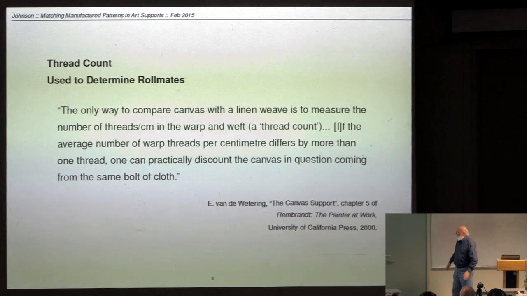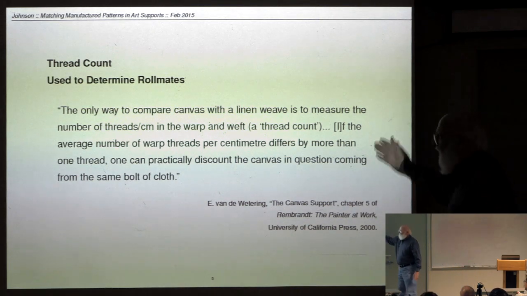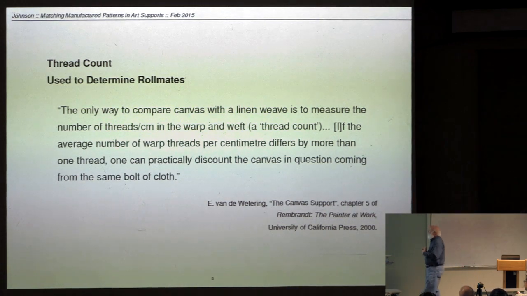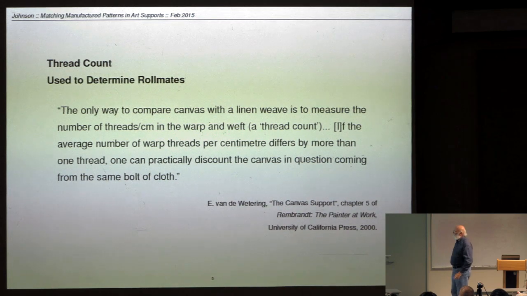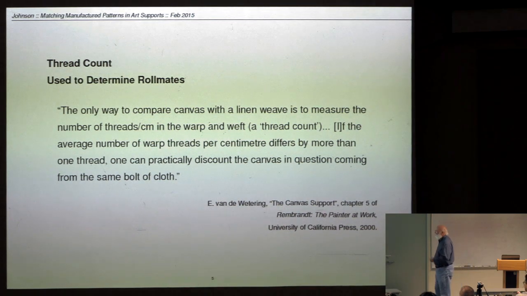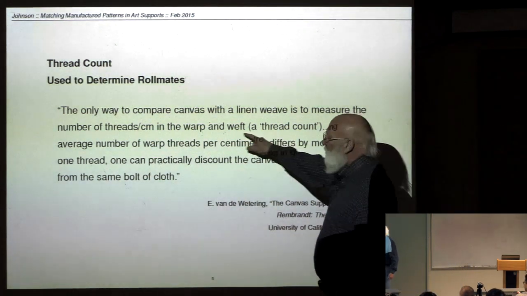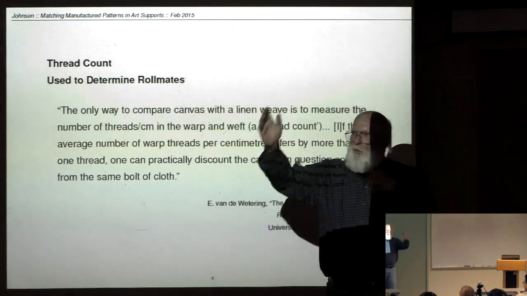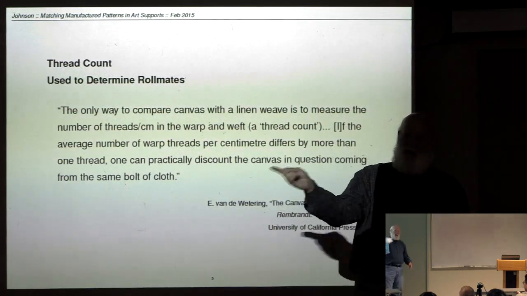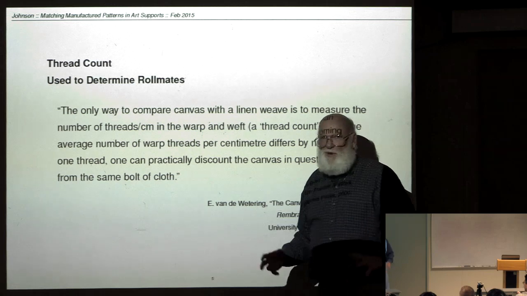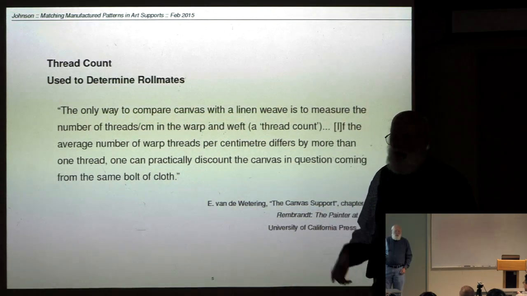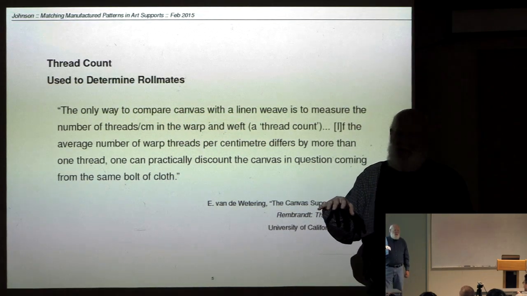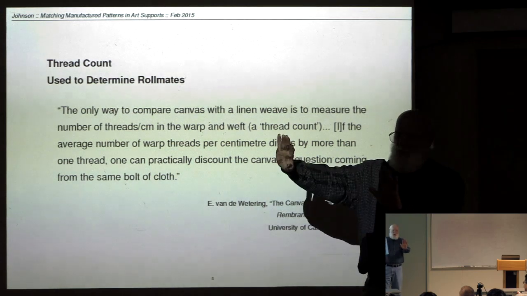So I'm going to quote a couple of things from literature around this time. The only way to compare canvas with a linen weave, that simple weave, is to measure the number of threads per centimeter in the warp and the weft. And for those of you who haven't done weaving before, if you think of a loom, the warp is the long direction and the weft is the back and forth. We do this all the time. Every field does this. You have common terms and you define them with something else that nobody understands what the words mean, and that keeps out all the interlopers, right?